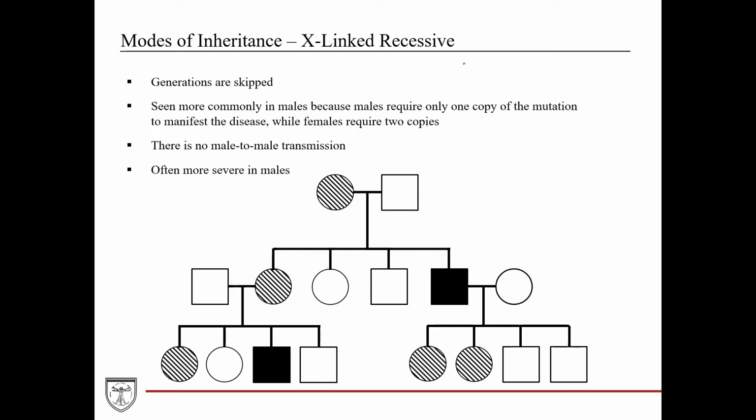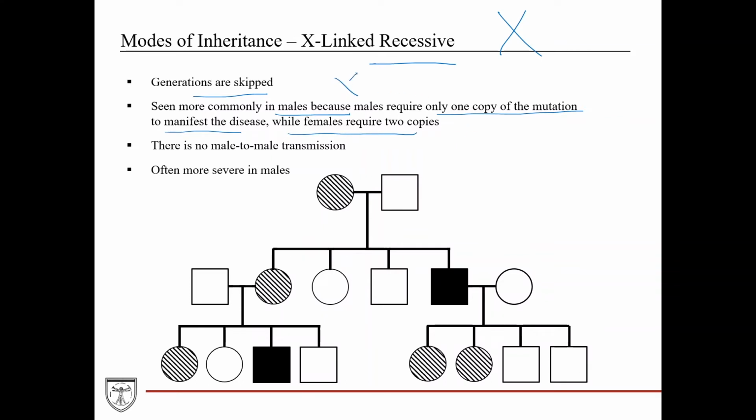And the reason they're called X-linked is because the mutated gene is located on the X chromosome. And so you have X-linked recessive and X-linked dominant. We'll start with X-linked recessive. Here, generations are skipped. And then these disorders, they're seen more commonly in males because males require only 1 copy of the mutation to manifest the disease, while females require 2 copies.